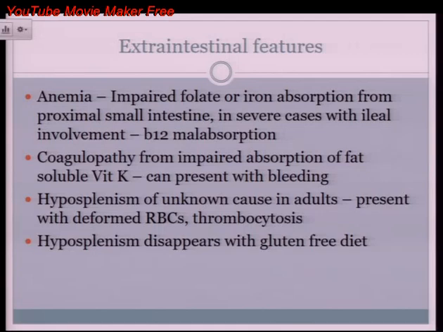Again, because of malabsorption, in severe cases, they can also present with coagulopathy because of impaired absorption of vitamin K. And these patients can present with easy bruising and bleeding. Hyposplenism. This is commonly seen in patients with celiac disease. It's unknown why these patients have hyposplenism, but it does disappear once patients go on a gluten-free diet.